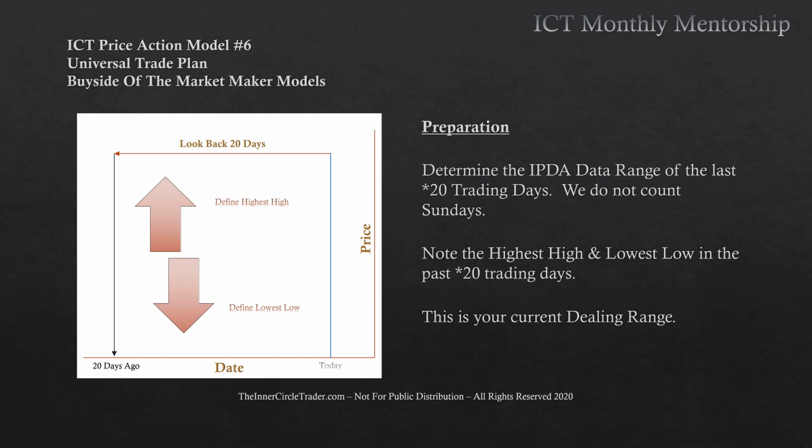We're going to determine the IPDA data range for the last 20, 40, and 60 days. We do not count Sundays, and note the highest high and the lowest low in the past 20 trading days, and this is your current dealing range. The reason why we're going to be looking at the 20, 40, and 60 is because this is a universal trade model, so it's allowing us to trade in multiple time frames.